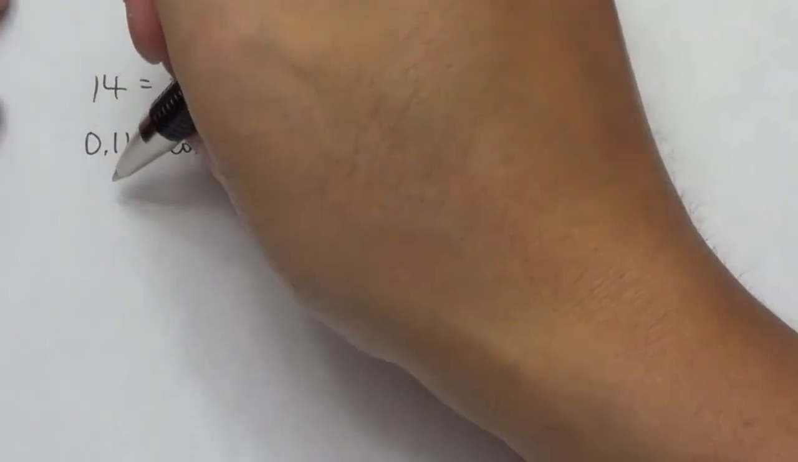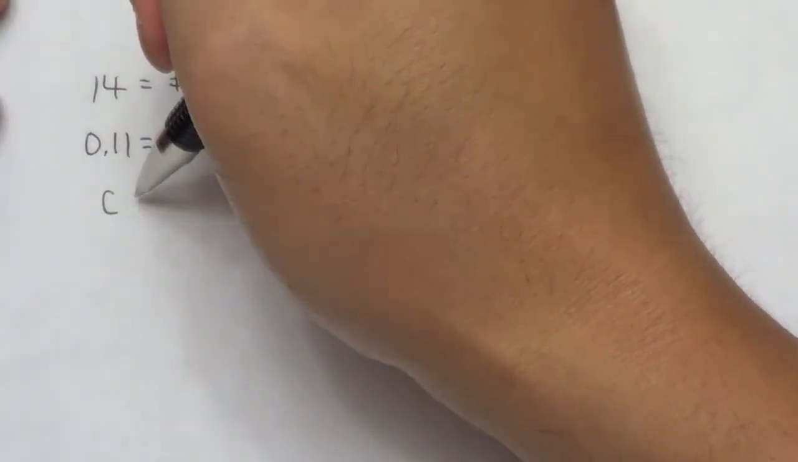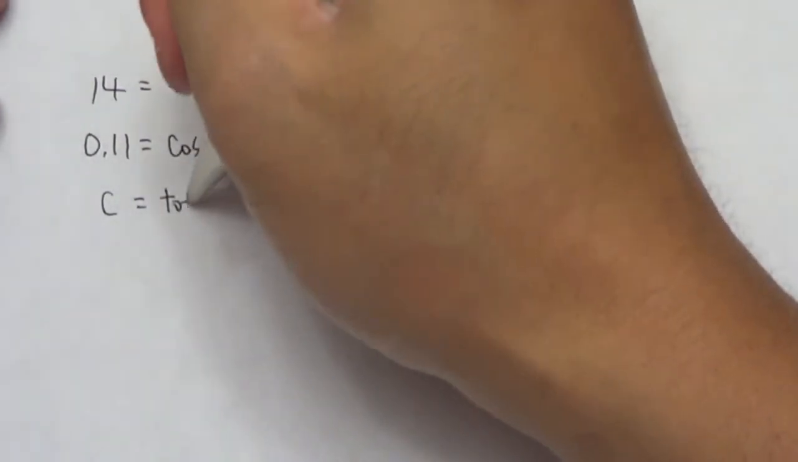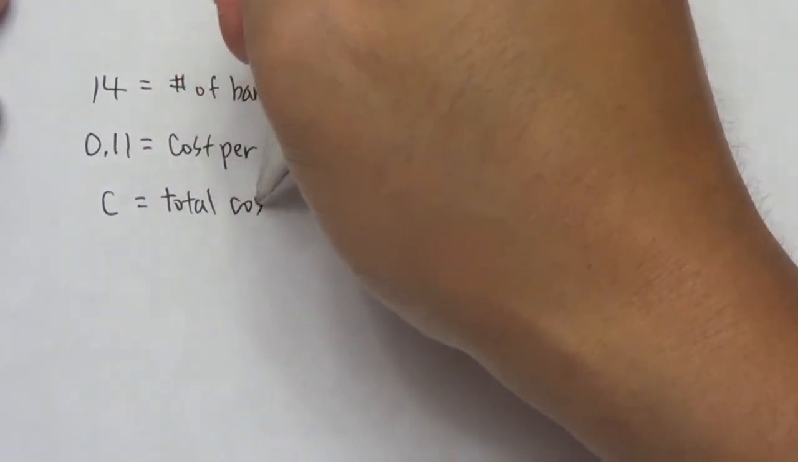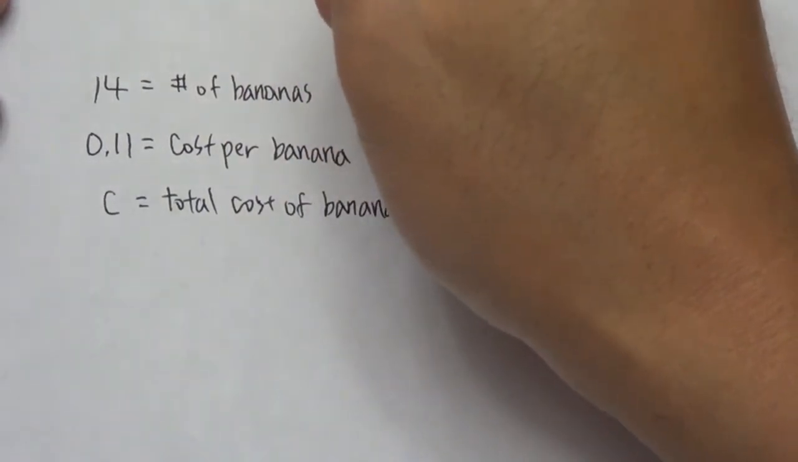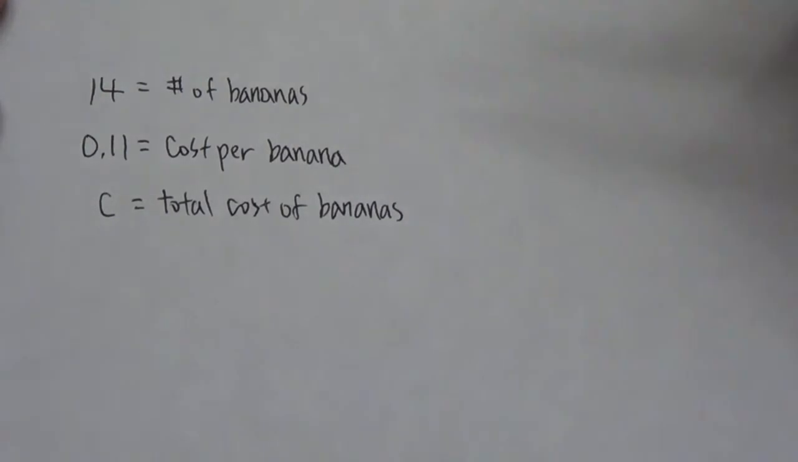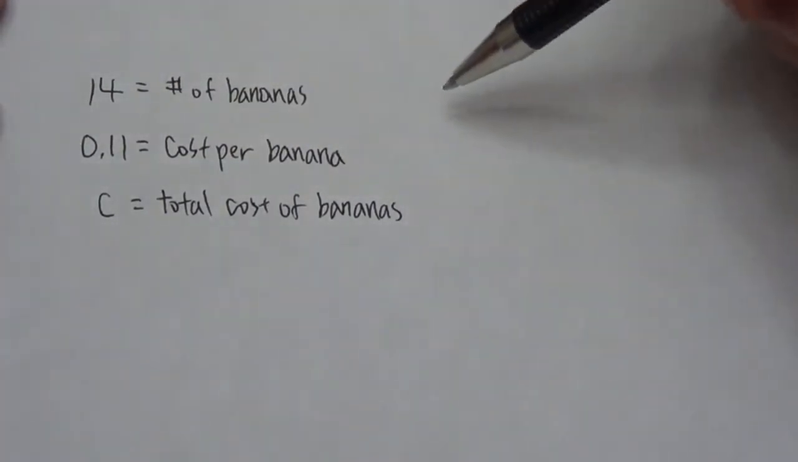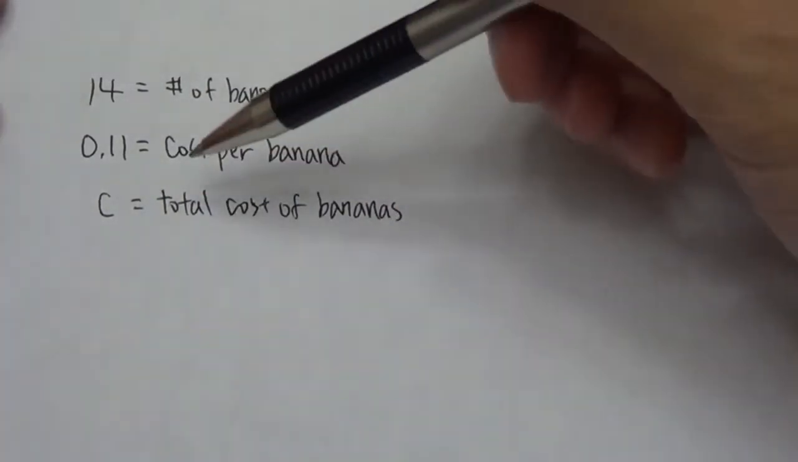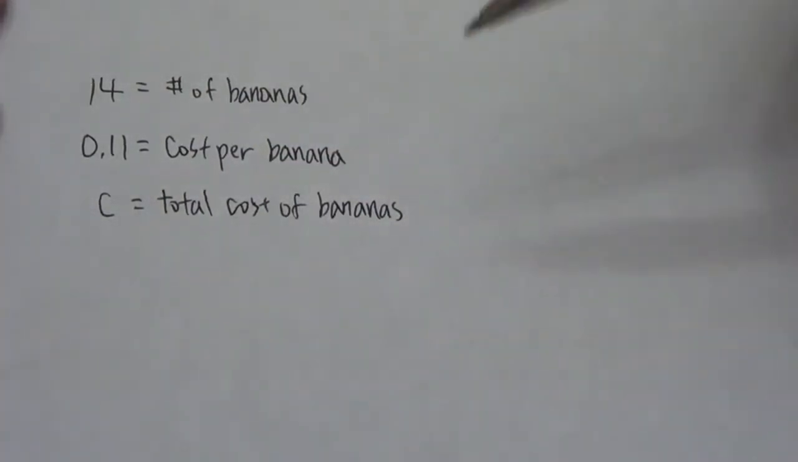Let's assign that to a variable. C for cost, and that is the total cost of bananas. Now from this we should be able to come up with an equation and solve for C, and that will get us the answer that we want. That's where most of the students have trouble, is coming up with the equation.